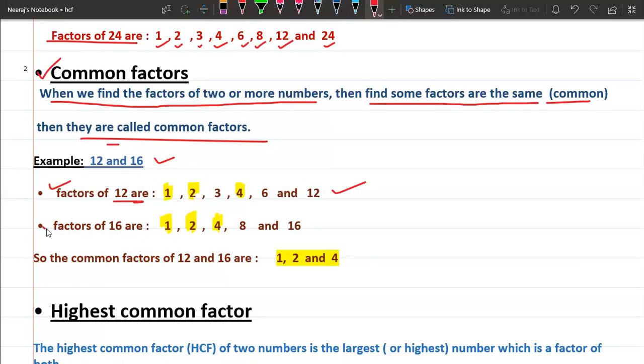Here we have two numbers, so you need to find the factors of both numbers. Now we will write the factors of 16, and they are 1, 2, 4, 8, and 16. Only these numbers divide 16 exactly. That's why we have written only these five numbers: 1, 2, 4, 8, and 16.